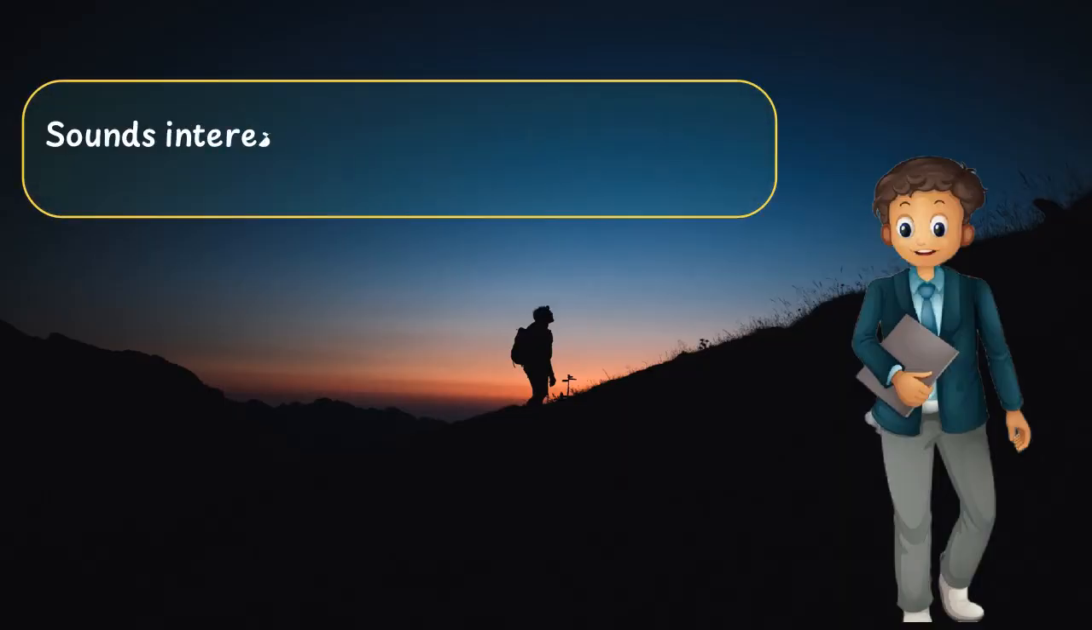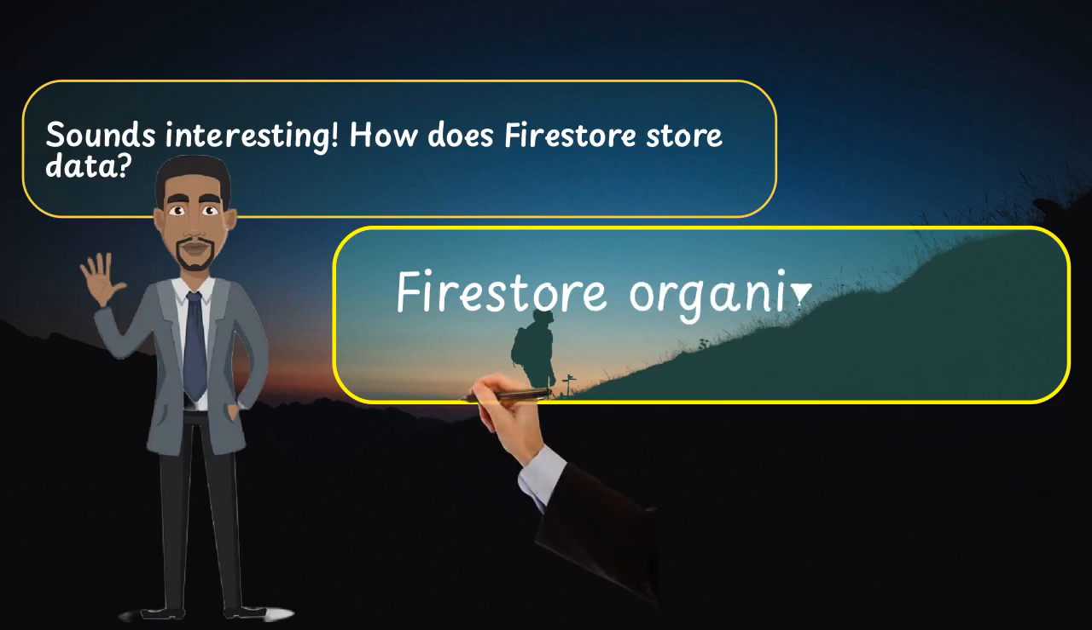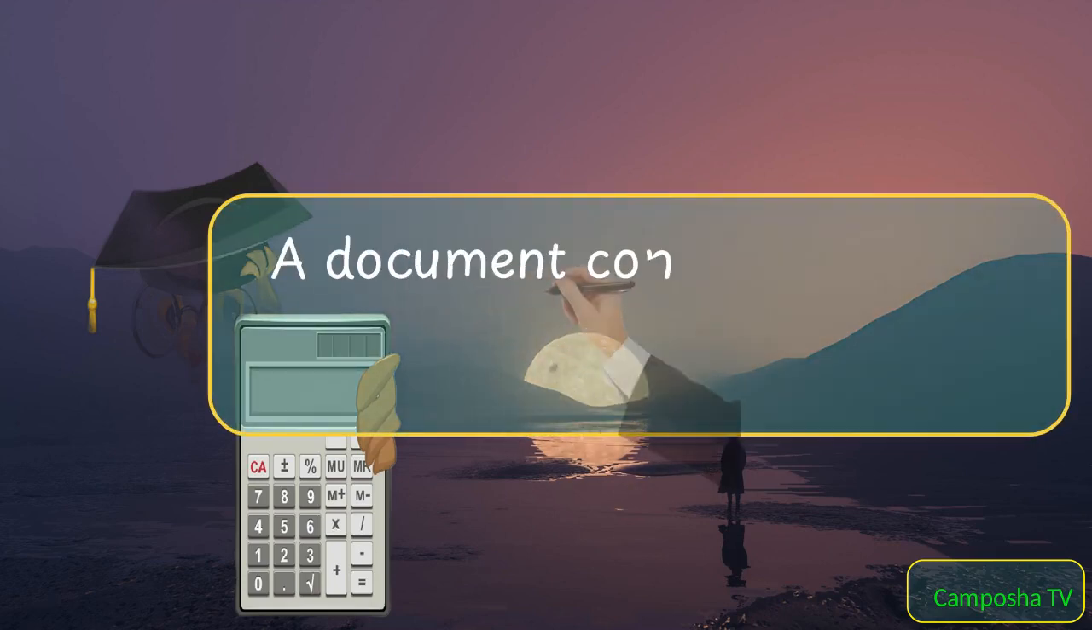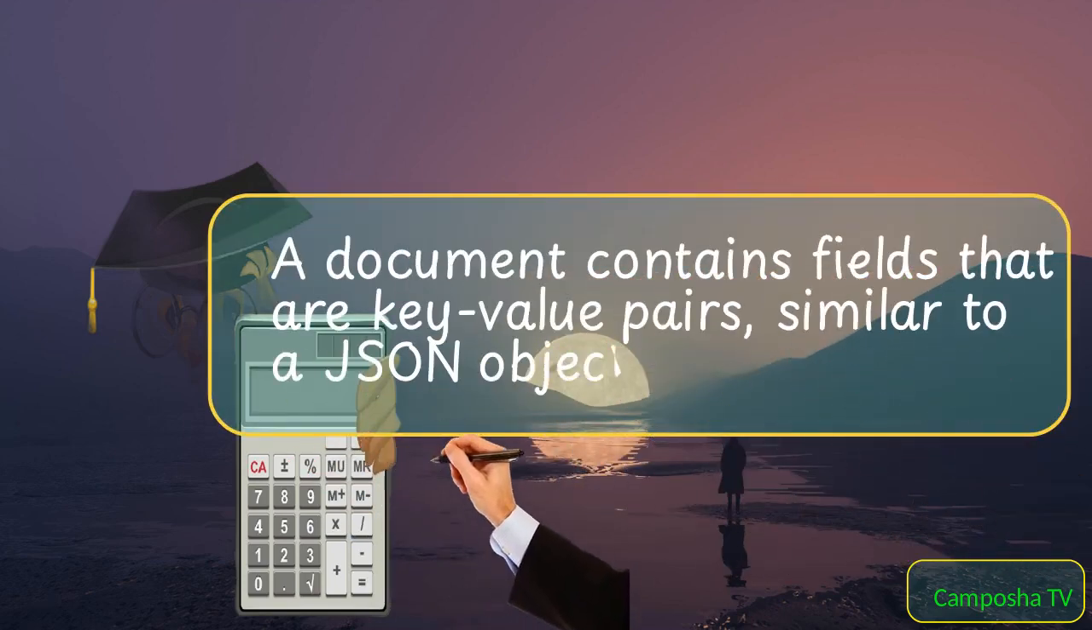Sounds interesting. How does Firestore store data? Firestore organizes data in documents and collections. A document contains fields that are key-value pairs, similar to a JSON object.